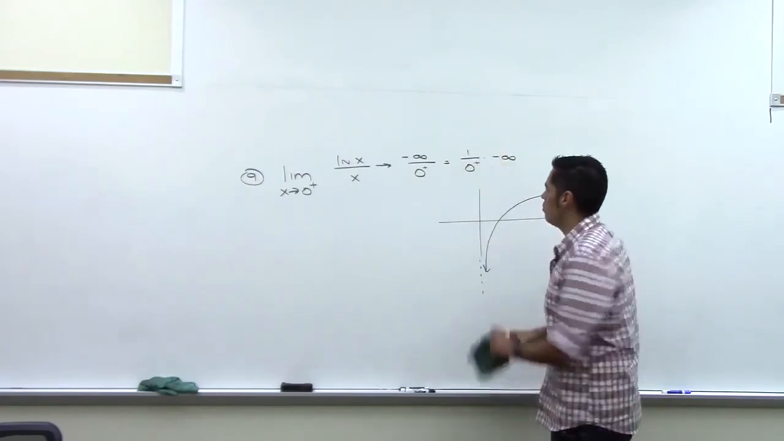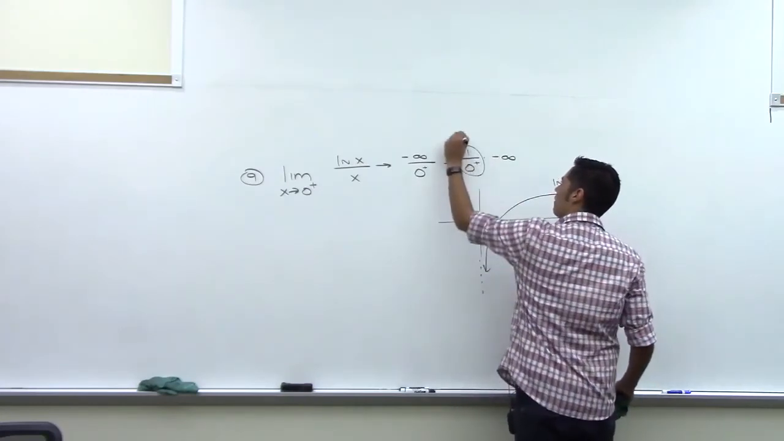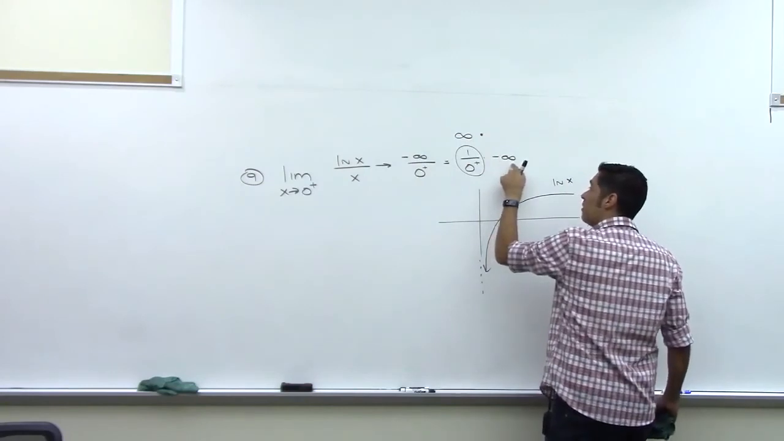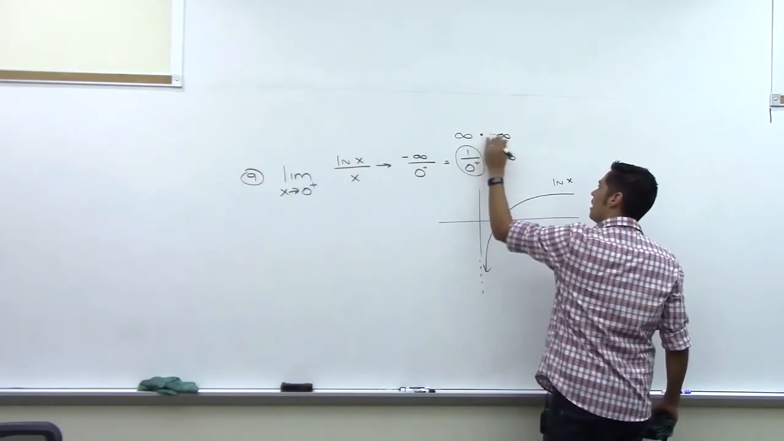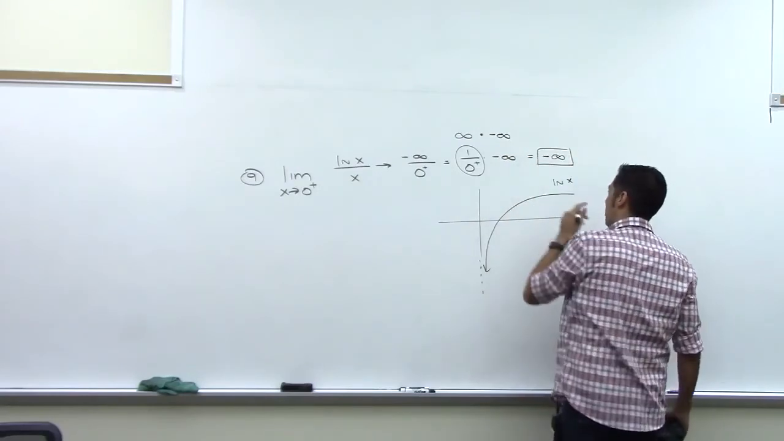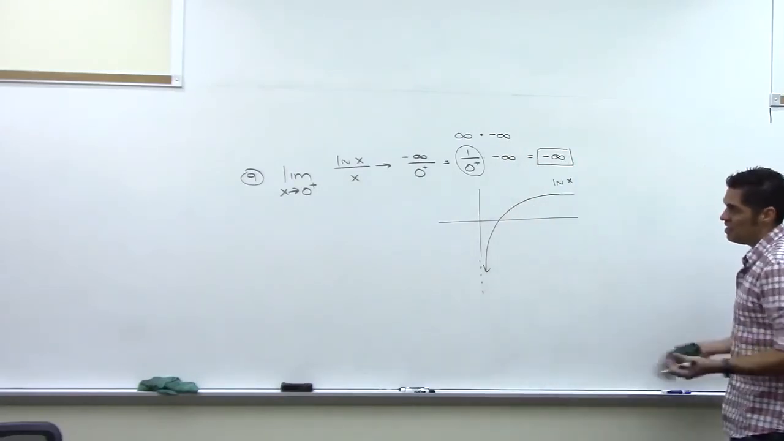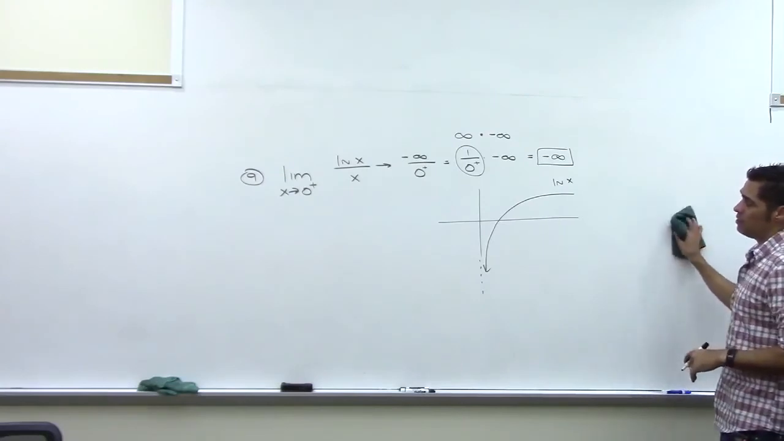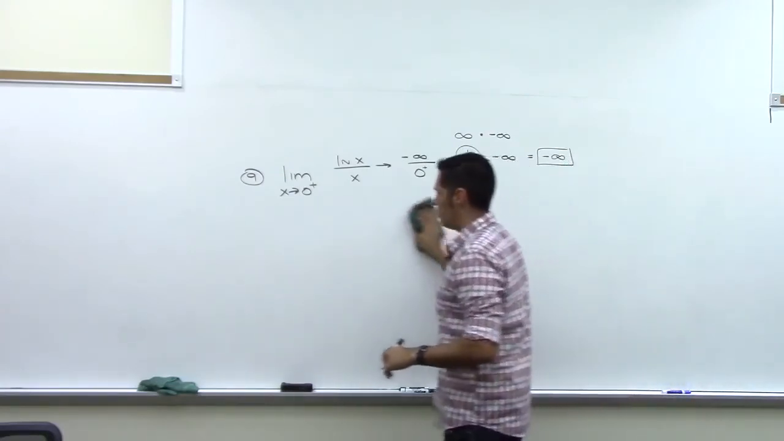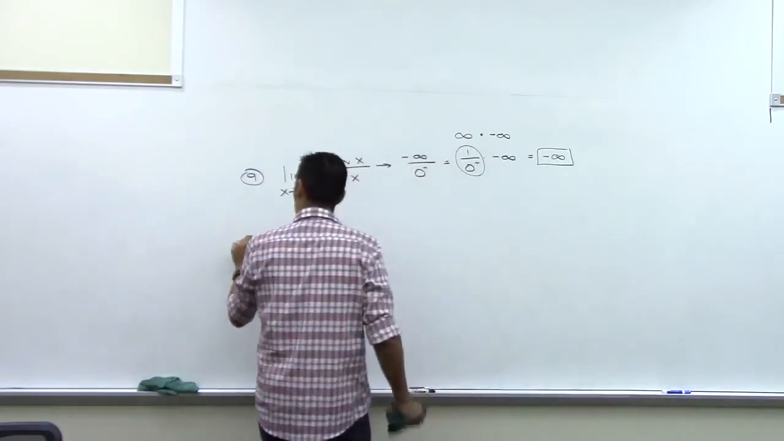If you take a huge positive number and multiply it times a very huge negative number, you're going to get a very huge negative number. So you're going to get negative infinity. So this is another illustration where we did not use L'Hopital's rule. In fact, we could not use L'Hopital's rule because we did not have what we needed.